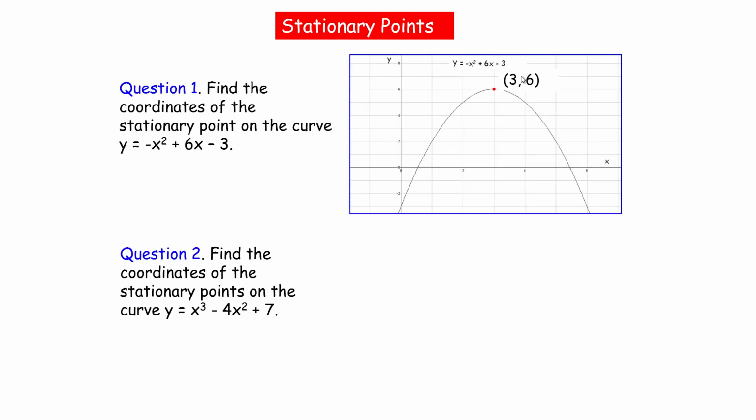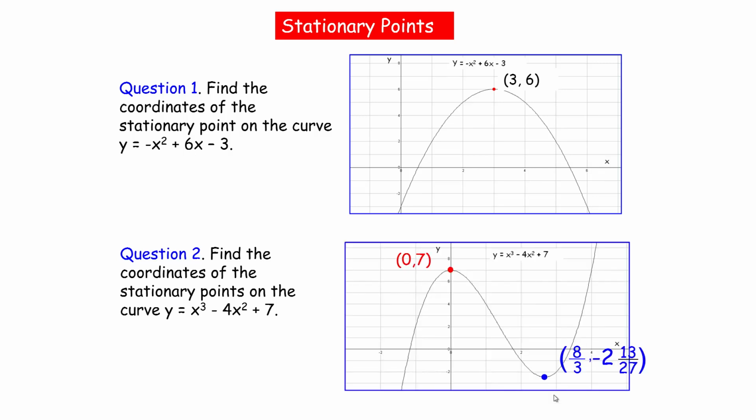Okay, so you should have 3 and 6 on question 1. On question 2, you've got two stationary points: 0 and 7, and that might have been a bit awkward, 8 over 3 and minus 2 and 13 over 27.